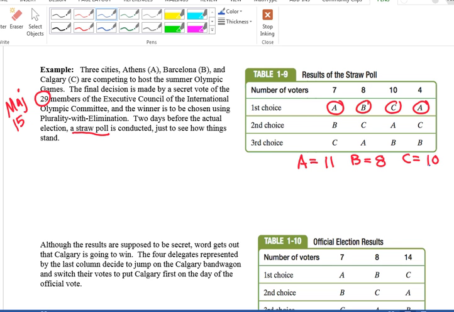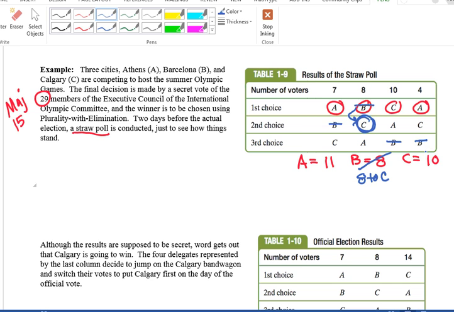So since no one has the majority, I'm going to eliminate our least fit candidate, who happens to be B. So I'm going to go through my table and cross off B. The 7, the 10, and the 4 are still fine, but now the 8 people are not being represented. So those 8 votes are going to go to the next person down in that column. Those 8 votes are going to go to C.